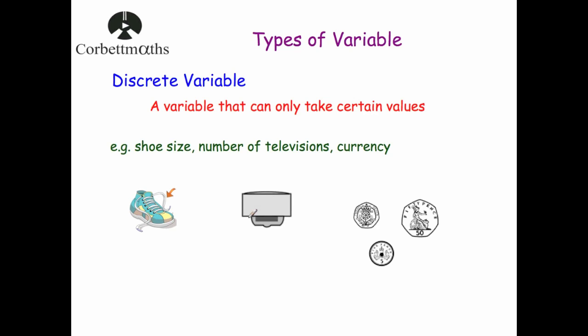Next, number of televisions. They're going to take whole numbers, 1, 2, 3, 4. You can't have decimal numbers of televisions, so that would be a discrete variable. And similarly, currency or money, that is a discrete variable. You've only got the certain values of coins.